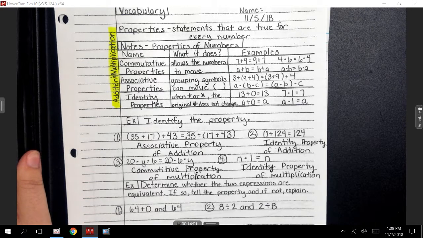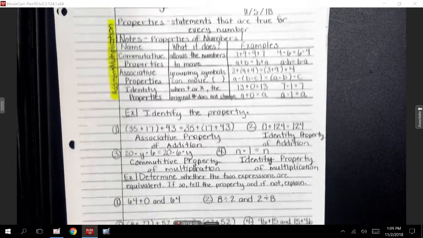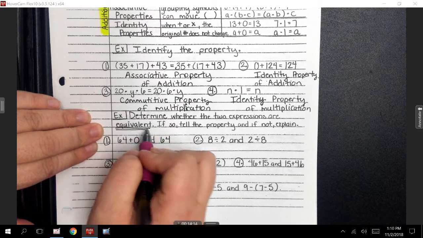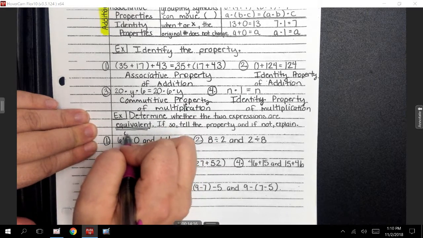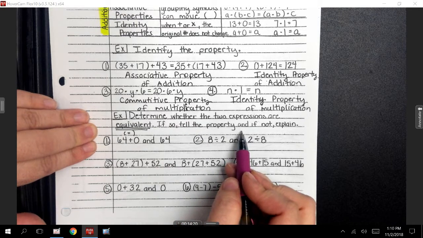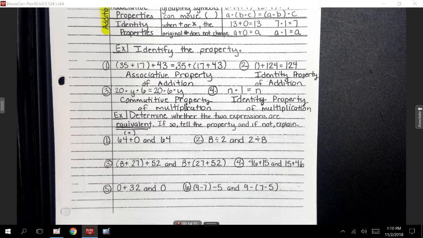The next section is going to get a little bit trickier. It's not just telling what it is. On the next section, we're going to have to determine whether the two expressions are equivalent. Remember, what does the word equivalent mean? That means equals. And if so, we're going to have to tell what property tells me that it's true. And if not, we're going to have to explain that some more.